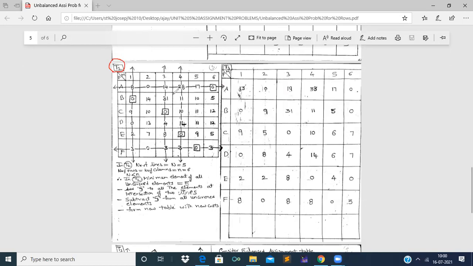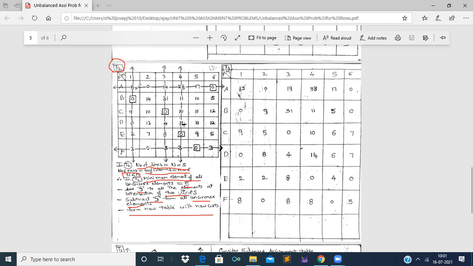Now in table T2, number of lines is equal to capital N is equal to 5, and number of rows is equal to number of columns is equal to small n is equal to 6, and therefore capital N is lesser than small n. In table T2, minimum element of all uncovered elements is equal to 5. Therefore add 5 to all the elements at intersection of two lines and subtract 5 from all the uncovered elements. Now form a new table with new cost.